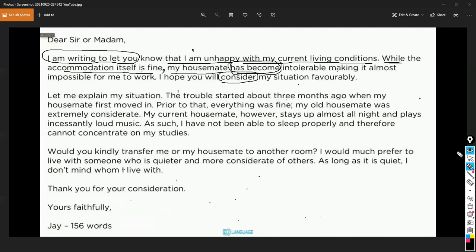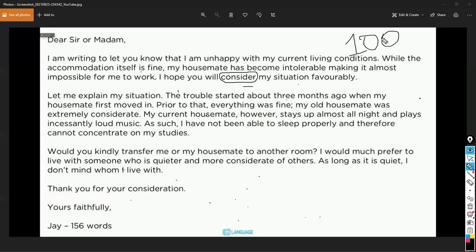I hope you will consider my situation favorably. Guys, two verbs, please keep them in your mind and use them as much as you can. The first verb is inform, and the second one is consider. Inform and consider are 100% formal. Notice consider, consideration. Use them, guys, as much as you can. This is the formal.